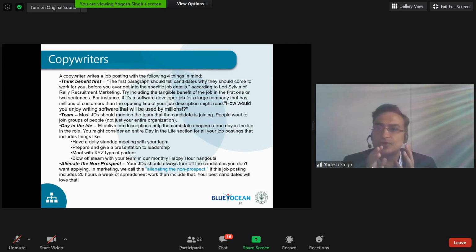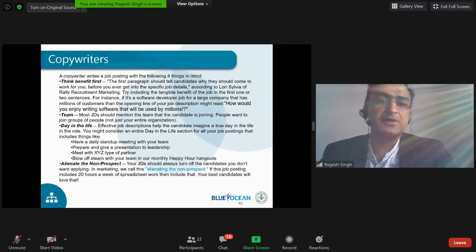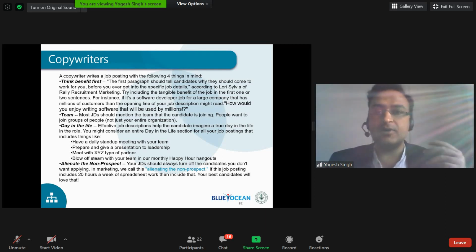How would a copywriter look at a job advertisement? Because at the end, when you are writing a job advertisement, every word is a cost. So what you need to do is, with fewer words, you have to say a lot, right? That's the goal of a copywriter. So what are the things which a copywriter would keep in mind when they are advertising jobs? One is think about benefit first.